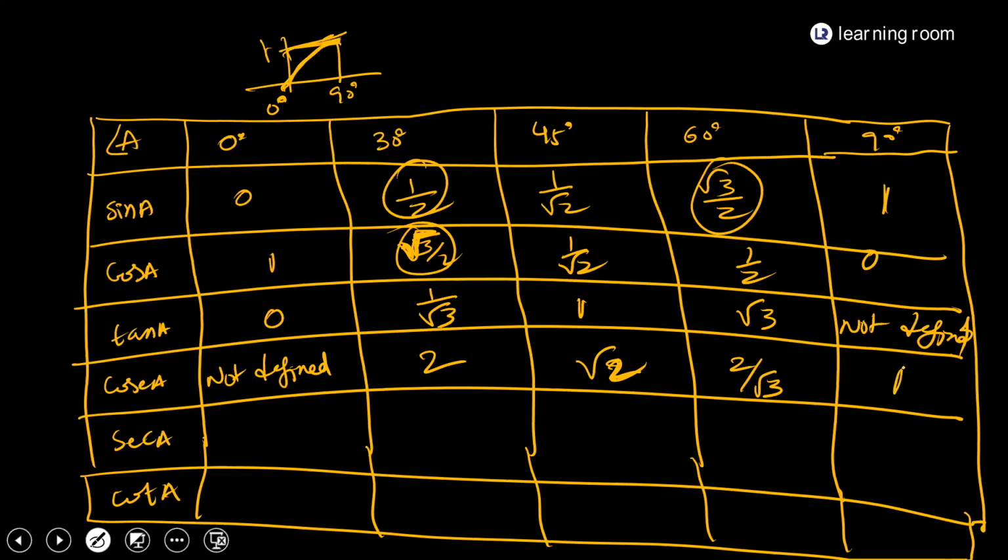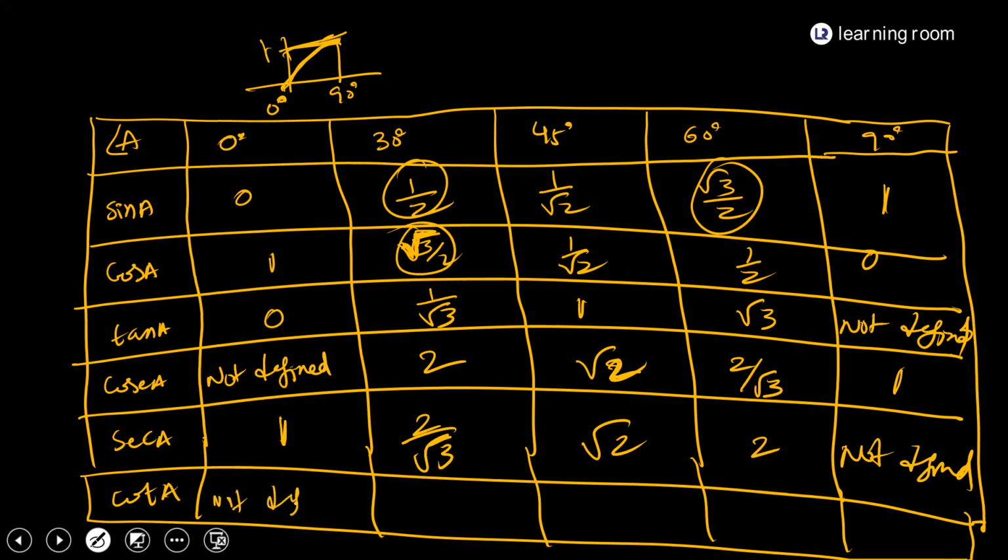Okay. So now secant will be 1 by cos. If you reverse 1, it is 1 only. If you reverse this one, 2 by root 3. Then root 3. If you reverse 1 by 2, 2. If you reverse 0, it will be 1 by 0, and 1 by 0 is not defined, undefined. So cot A will be cos A by sin A. 1 by 0 will again be not defined.